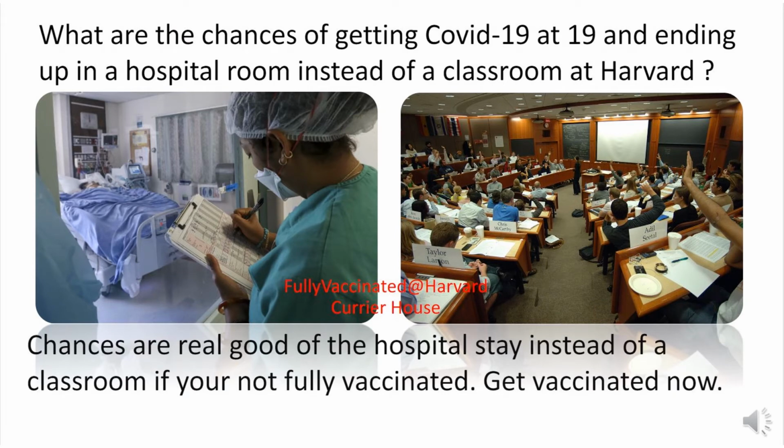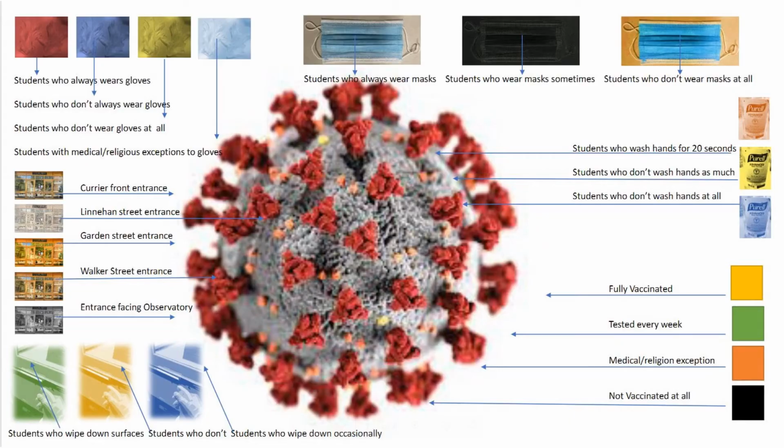So, what are the chances of getting COVID-19 at the age of 19 and ending up in a hospital room instead of a classroom at Harvard? Chances are real good if you're not fully vaccinated. So, it's best to get vaccinated as soon as possible. And that's what I was trying to stress with this project.